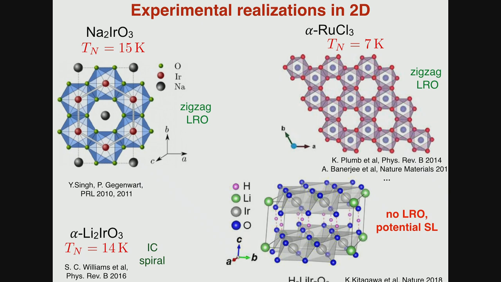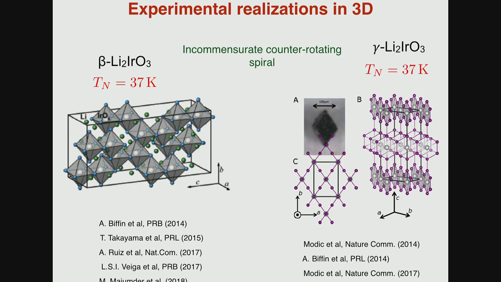So you see there are very complicated structures, very complex long-range magnetic order at low temperature. Still, for some reason, we are looking for Kitaev features in these materials. These are three-dimensional realizations, as I said: in beta lithium iridate, with Néel temperature 37 Kelvin, this hyper-honeycomb lattice is realized. And in the gamma lithium iridate, Néel temperature is 37 Kelvin, this stripy honeycomb structure is realized. So you see that there is already a big experimental development in the last 9 years.